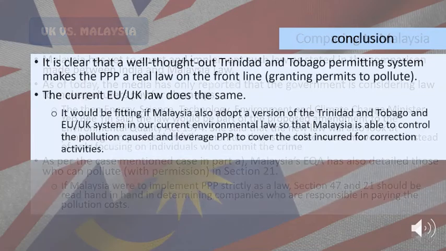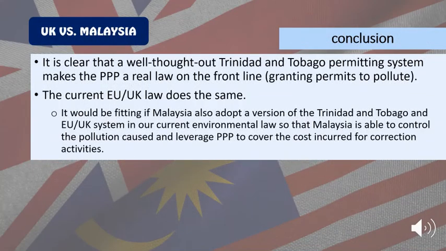To conclude, it is quite clear that a well thought out Trinidad and Tobago permitting system makes the PPP a real law on the front line, granting permits to pollute, I mean. The current EU and UK laws are doing the same. It would be fitting if Malaysia also adopted a version of the Trinidad and Tobago and EU-UK system in our current environmental law so that Malaysia is able to control the pollution costs and leverage PPP to cover the costs incurred for correction activities, just like what happened in the case of the fishermen in Trinidad and Tobago.